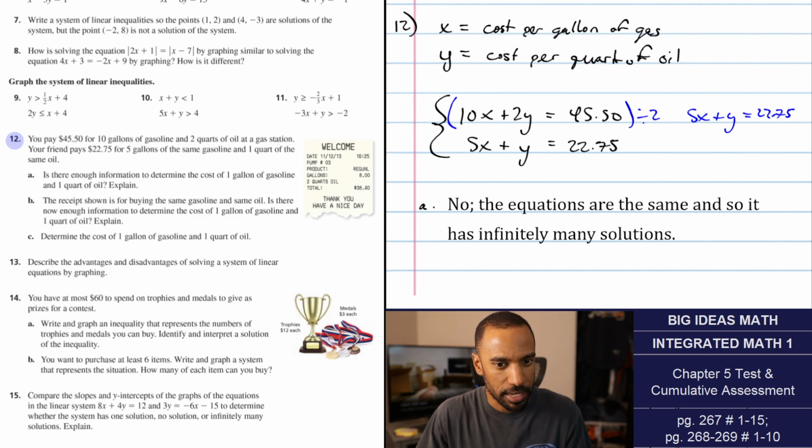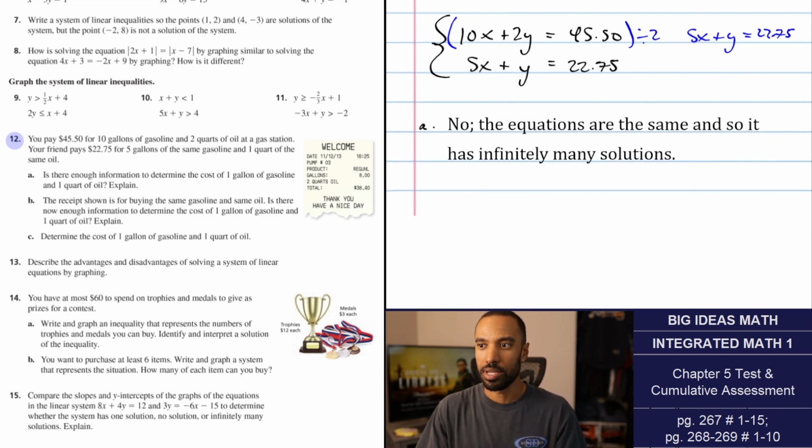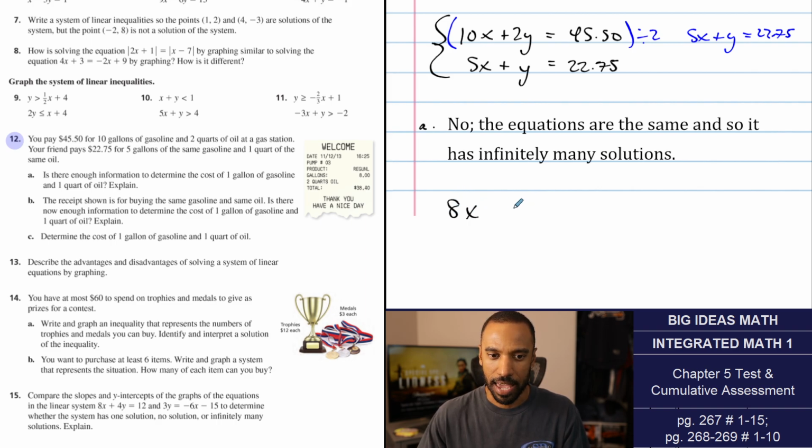I can't tell how many gallons of gas they did. Oh, that's 8? I thought that was $8. I'm sorry. That's 8 gallons of gasoline. Okay, so yes, now there would be enough here because we have 8 gallons of gasoline.